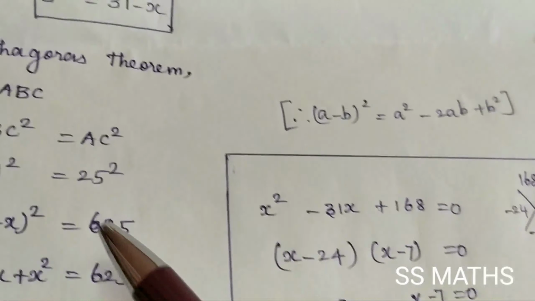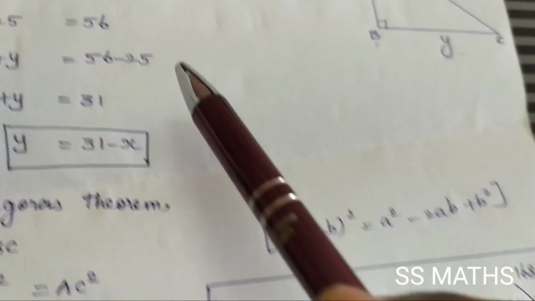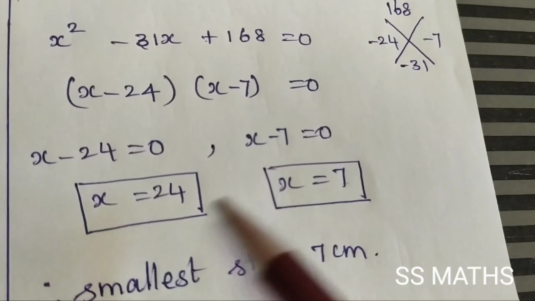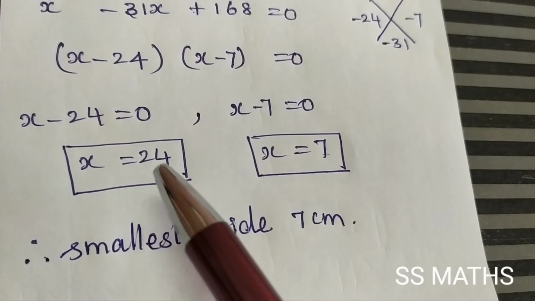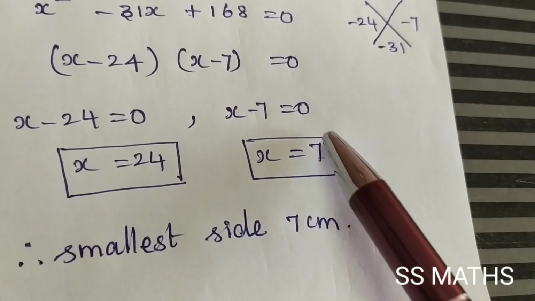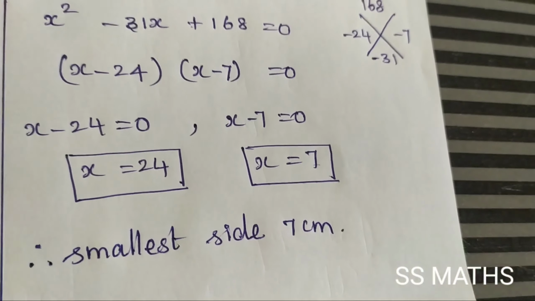Ippo nama x tha nama smallest side eduthirukkom. Ippo smallest side x nu assume pannirukkom. But x ku 2 values irukku. In the 2 la lowest value adha answer. Ippo 24 um 7 um compare panna, 7 tha namakku smallest value. Appo smallest side equal to 7 cm.